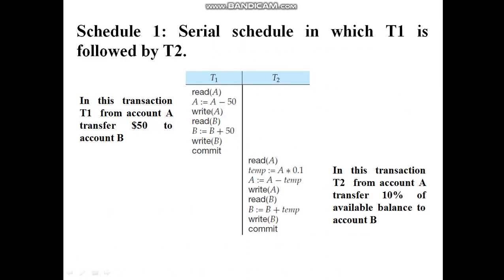So this is a serial schedule, and this is how the serial schedule works. Here T1 is followed by T2. First the T1 transaction is executed, and after execution of T1, the T2 transaction will be executed. So it's one by one. Here the T1 transaction transfers $50 from A to B, and in transaction T2, they are transferring 10% of the available balance from A to B.